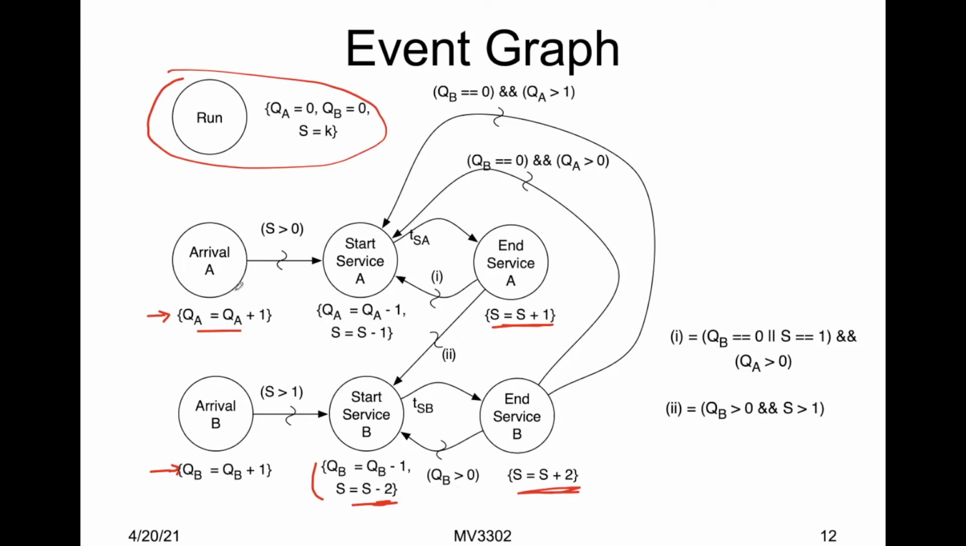Okay, first, if we have an arrival of type A, then all we need to worry about is, is there at least one server? So is S bigger than 0? If so, we can start service, no problem. But if a B arrives, we need to make sure that there are at least 2 of them. The way we do that, we could do this, or if we said S is bigger than or equal to 2, that would maybe make it clearer. So that's one difference there.